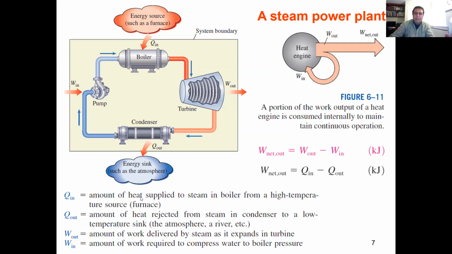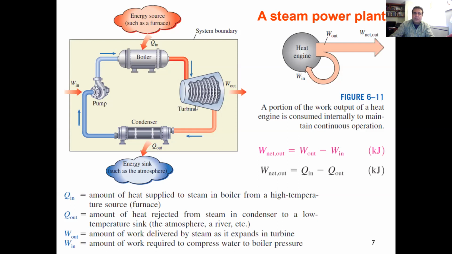So Qn is the amount of heat supplied to steam in the boiler from a high temperature source, the furnace. So that is the boiler, the heat goes into that, and Q out is the amount of heat rejected from steam in the condenser to a low temperature sink, to the river or atmosphere, to the surroundings. And work out is the amount of work delivered by steam as it expands in the turbine.